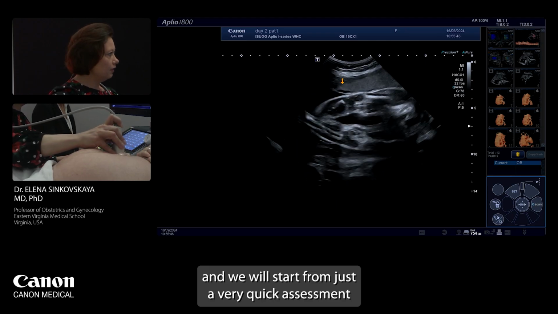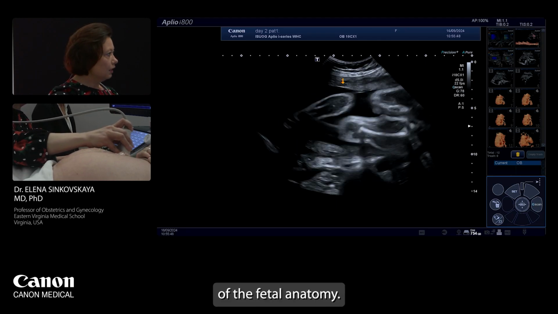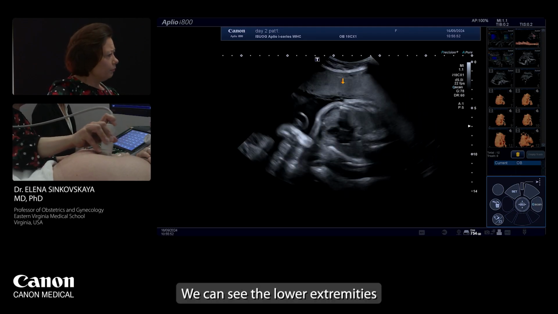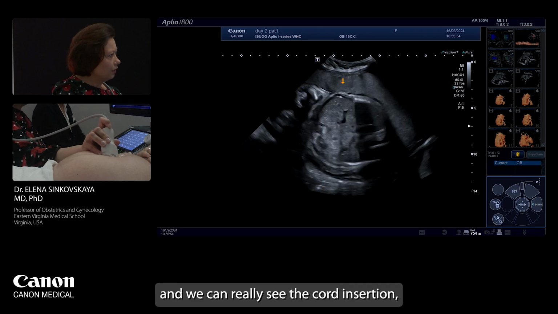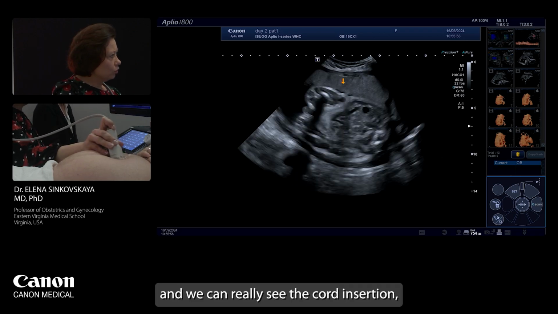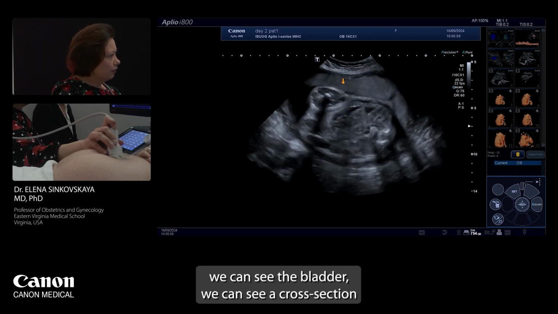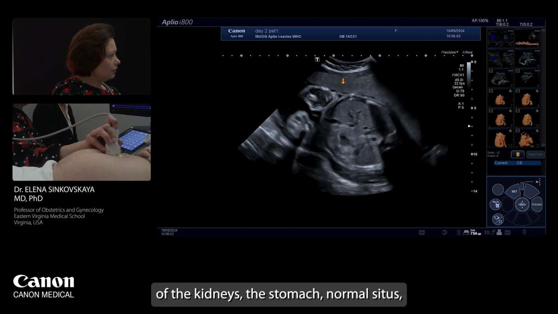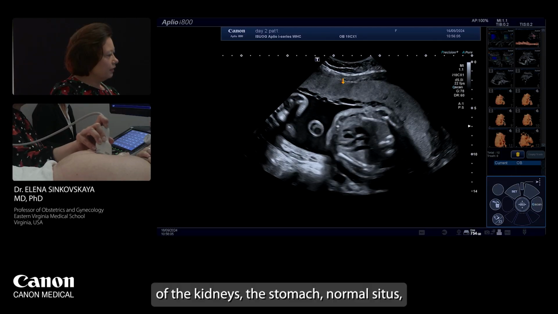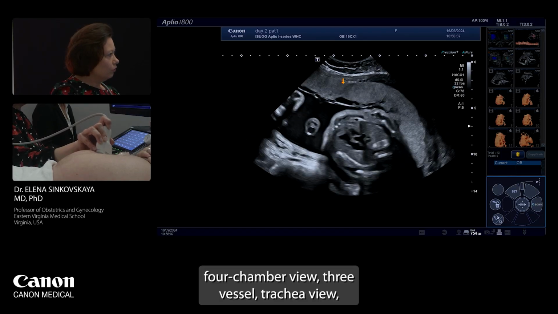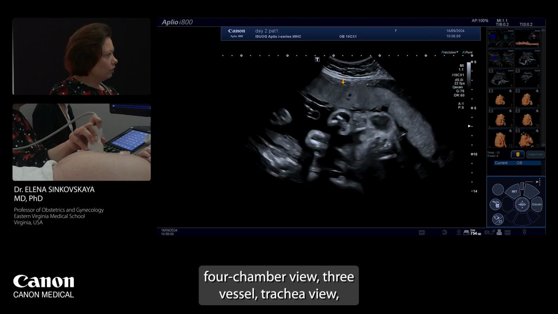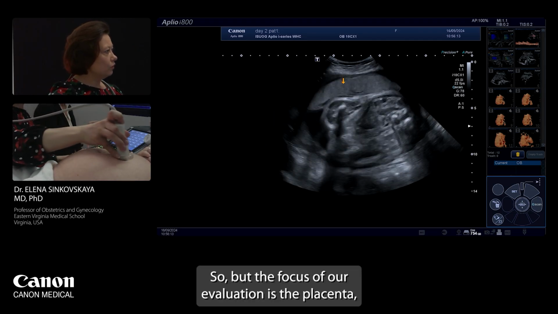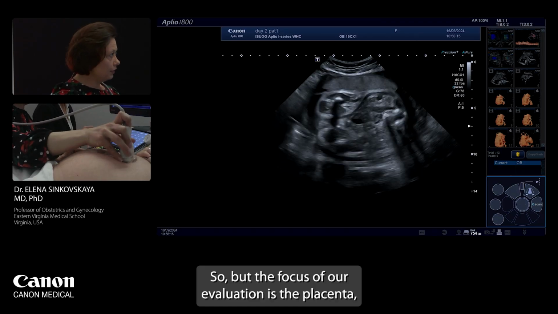And we will start with just a very quick assessment of the fetal anatomy. We can see the lower extremities, and we can really see the cord insertion. We can see the bladder. We can see a cross-section of the kidneys, the stomach, normal situs, four-chamber view, three-vessel trachea view, upper extremities, and the head. But the focus of our evaluation is the placenta.